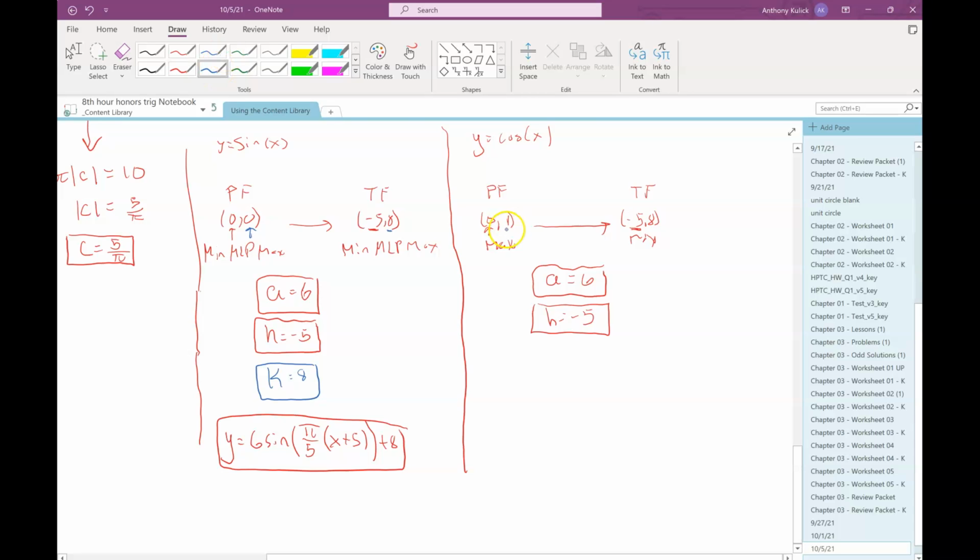But now notice that the y-coordinate for the parent function isn't 0. So I have to solve this equation to find k. A times the y from the parent function plus k equals the y from the transformed function. And that's all.